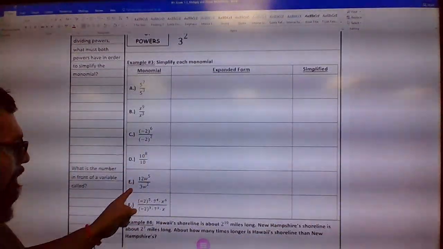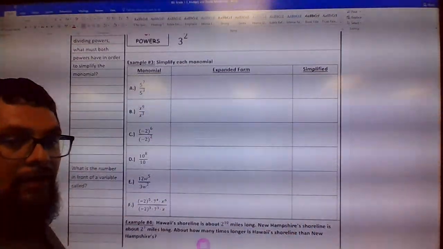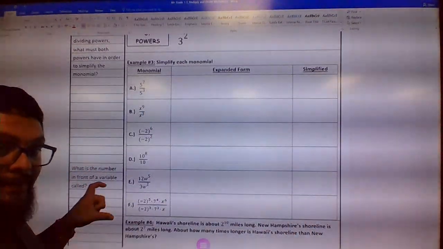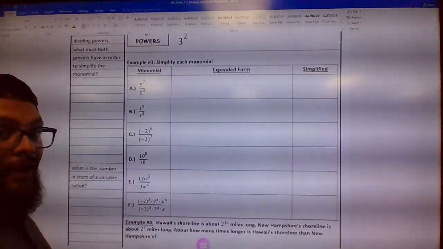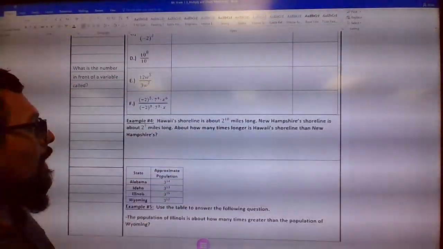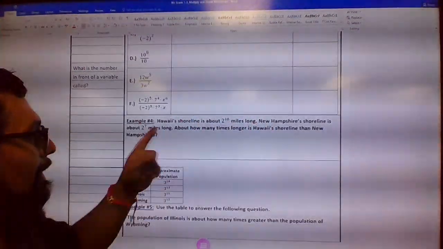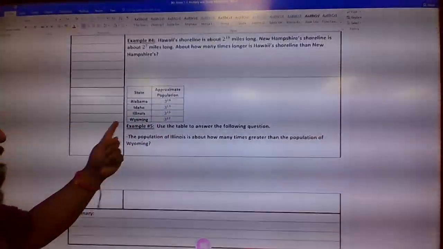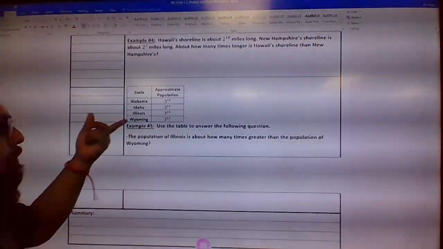On these two, we expanded them and then crossed them off. There's going to be a question like this, so pay attention to these. I'm already telling you, it's going to be on the quiz next week. We also found out how much bigger Hawaii's shoreline is than New Hampshire's. We also found out how much more population there is in Illinois than in Wyoming.